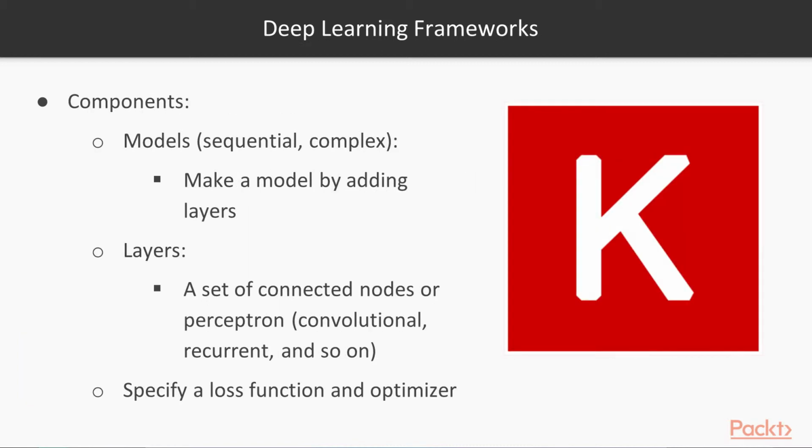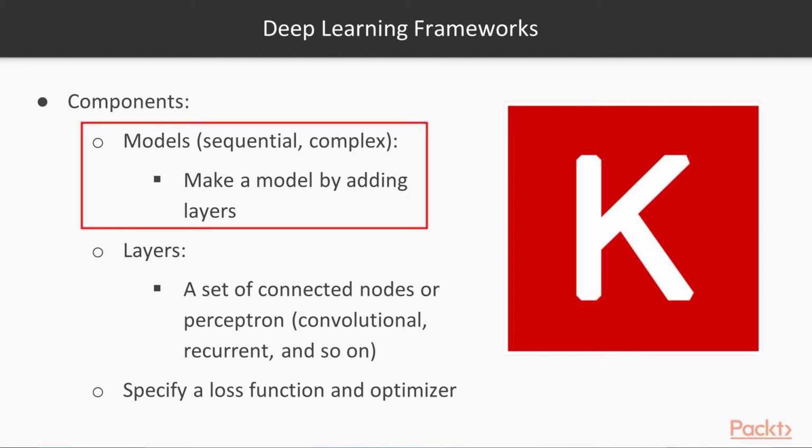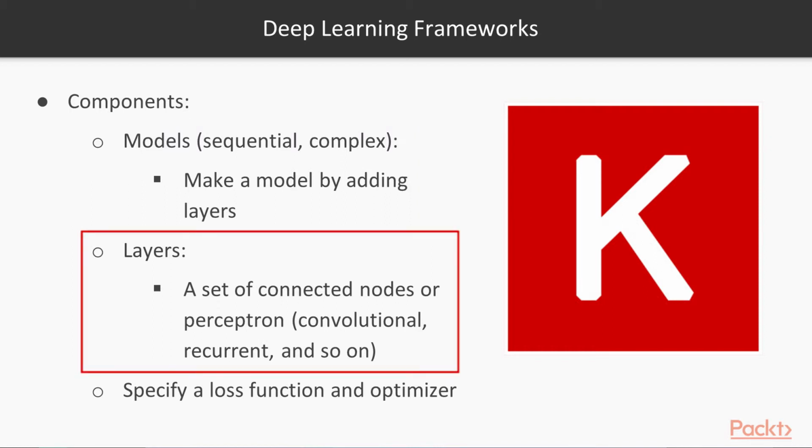The components for Keras are called models and layers. Layers are the most basic level of the structure. They are composed of perceptrons which connect to the preceding and following layers. You make a model by adding layers. There are two varieties of models, sequential and complex. Sequential models require a stack of layers with a linear progression.